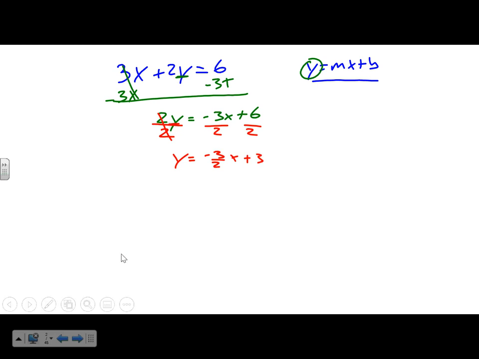One more really quick example. If we have 5x plus 8y, let's do minus 8y just because, is equal to 32.